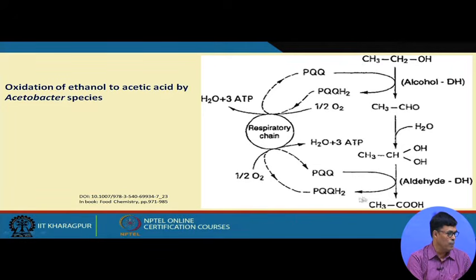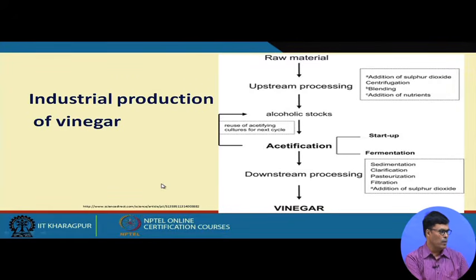Now, this is the pathway that we have, that is how ethanol is converted to acetaldehyde and then to acetic acid. This is the oxidation of ethanol to acetic acid by Acetobacter species. Now the question comes, how do we produce vinegar industrially? I shall discuss this in detail.